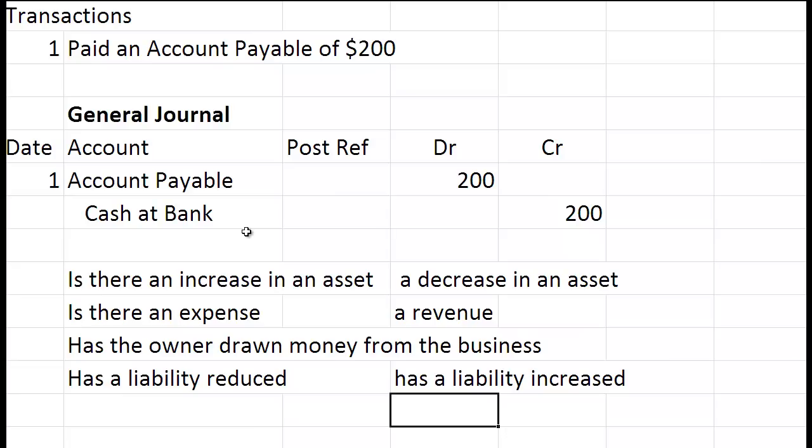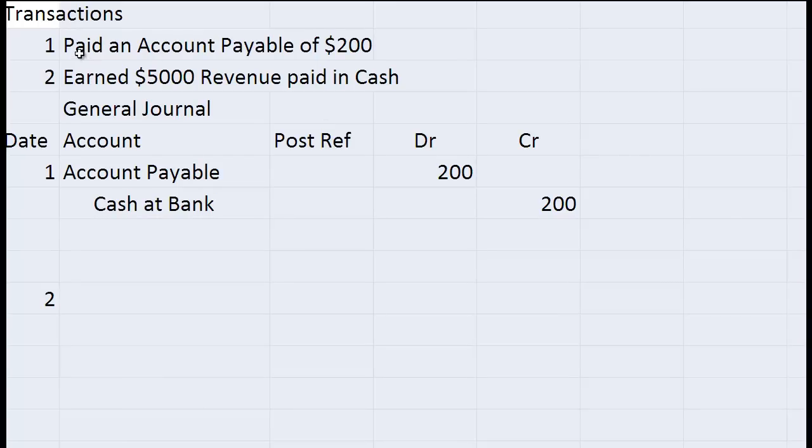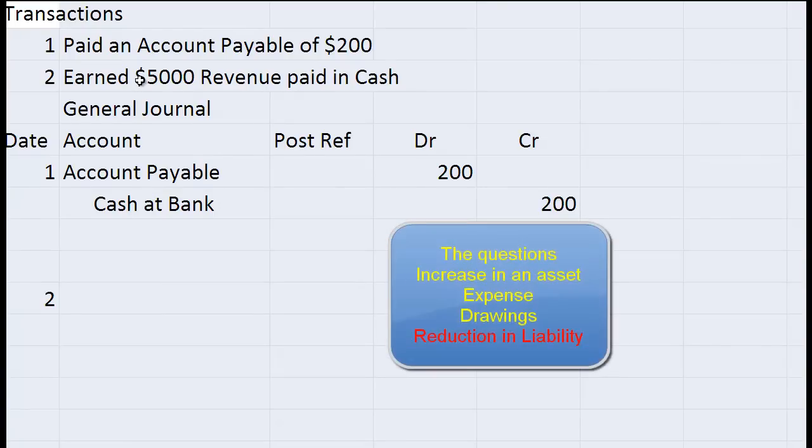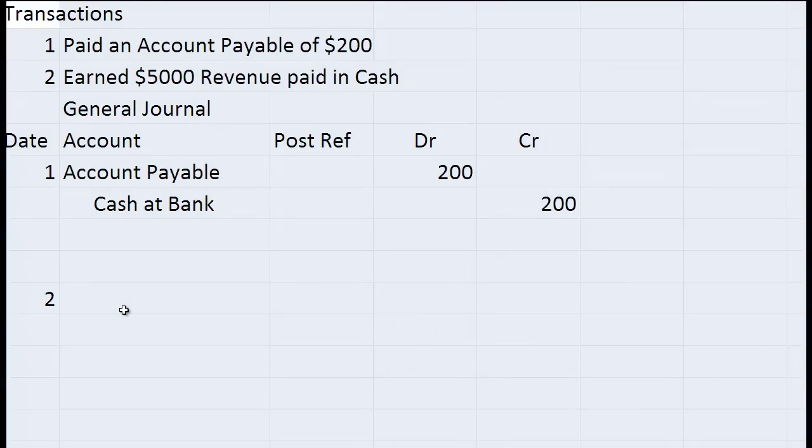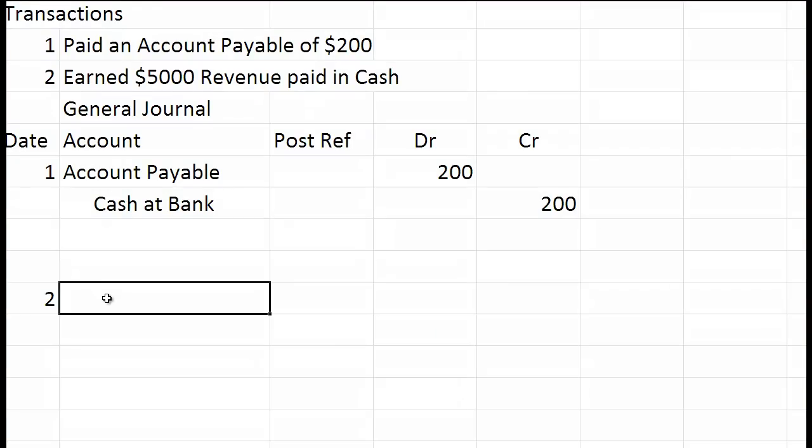So let's do this with another journal entry, the opportunity to test yourself again. So what happens? Well, we saw the first journal entry, paid an account payable of $200, so that was a debit to account payable of $200 and a credit to cash at bank of $200. The next one, earned $500 revenue, paid in cash. So remember the questions. Is there an increase in an asset? Is there an expense? Has the owner drawn money from the business? Has a liability reduced? And we know here, well, there's been an increase in an asset. What's that asset? The cash, or our cash at bank. So the debit is cash at bank, $5,000.